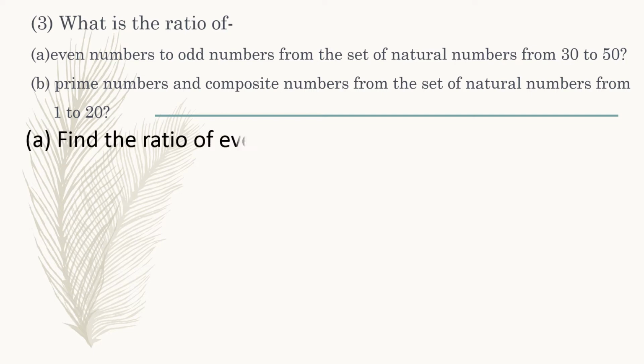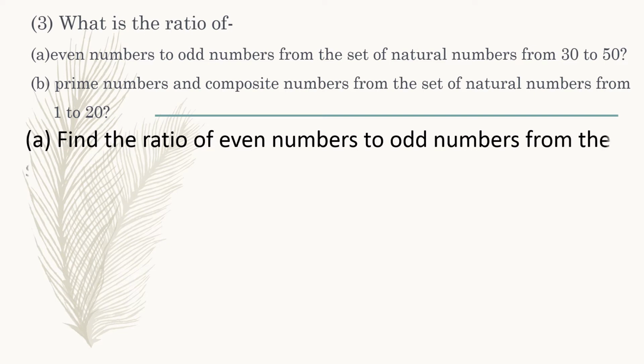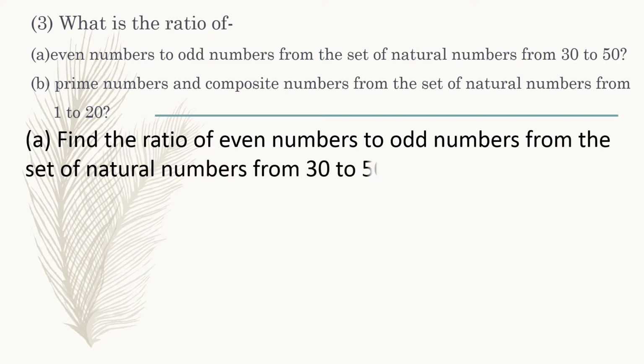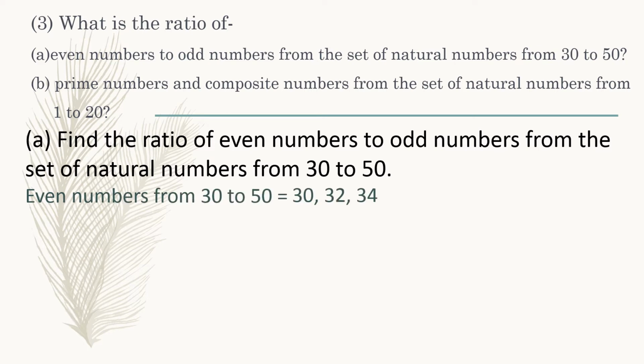Find the ratio of even numbers to odd numbers from the set of natural numbers from 30 to 50. Let's recall even numbers. Even numbers are those numbers which are multiples of 2. So the even numbers from 30 to 50 are 30, 32, 34, 36, 38, 40, 42, 44, 46, 48 and 50. Now count all these numbers, which is equal to 11.